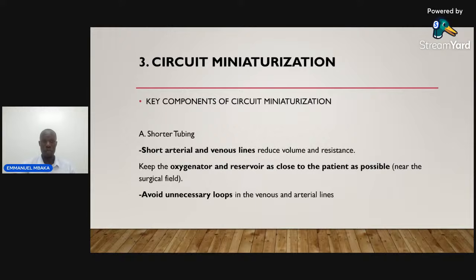So you need to have shorter tubing. Short arterial and venous lines will reduce volume and resistance. And also you need to keep the oxygenator and reservoir as close to the patient as possible. That means you need to bring your oxygenator and the reservoir near to the surgical field. Also, you need to avoid unnecessary loops in the venous and arterial lines. Next slide.